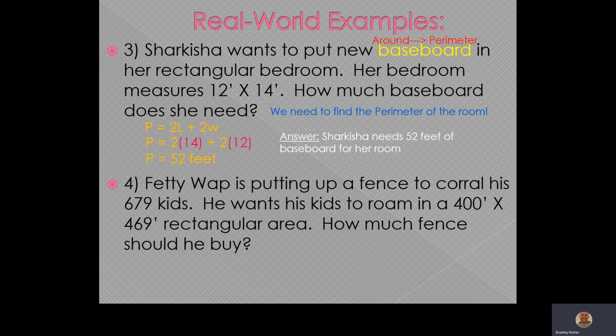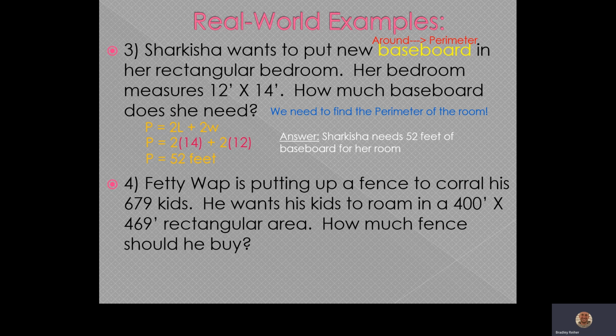Now, it's not going to make a difference in your answer, but typically the length is the longer of the two dimensions. So since 14 is bigger than 12, we're going to call 14 the length and 12 the width. If you did it the other way, you're still going to get the same answer. The perimeter is still going to be 52 feet. So that's the work that you have to show, and you do that off to the side.